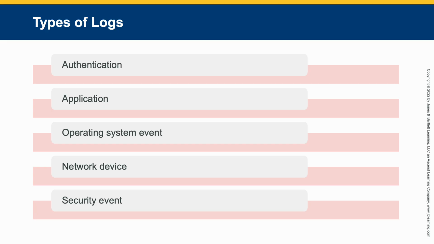The types of logs look like authentication, application, operating system events, network devices, security events, and the list can go on. Let's look into this with an example. There are many types of logs. Let's look into a few which are not mentioned on this screen.